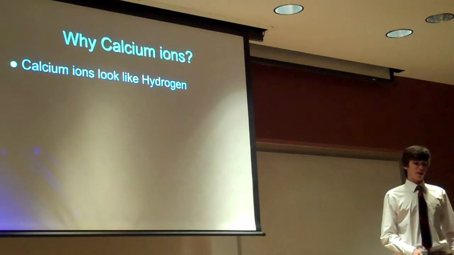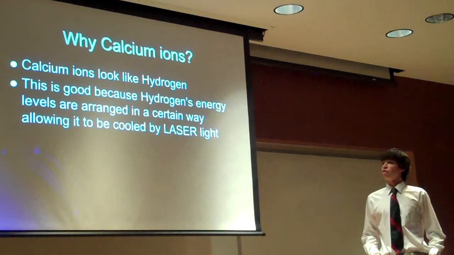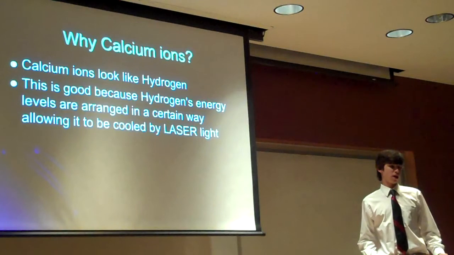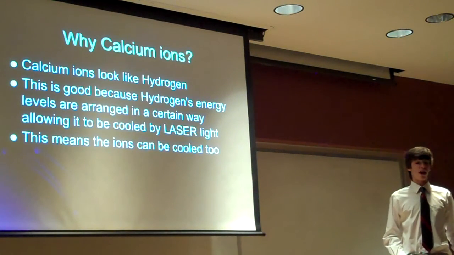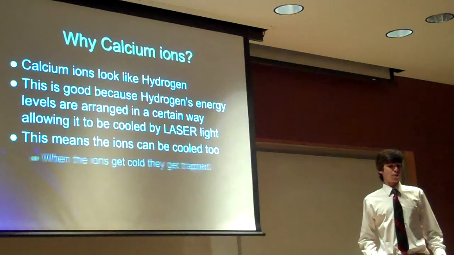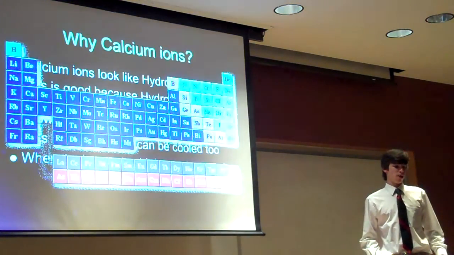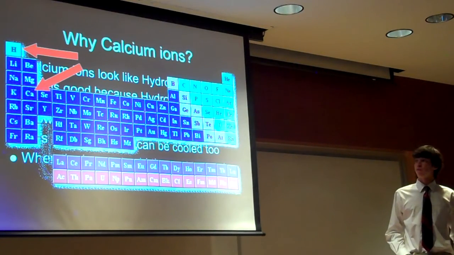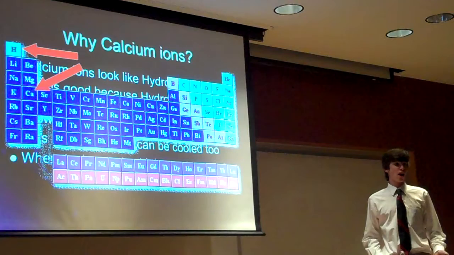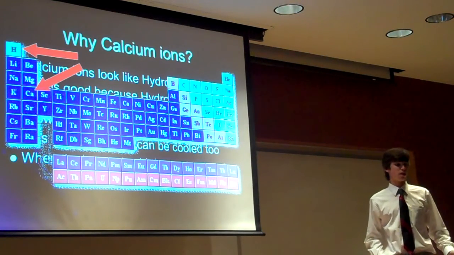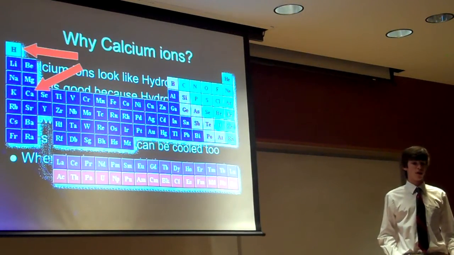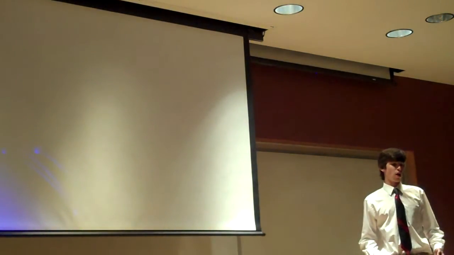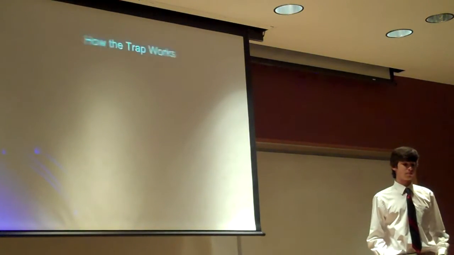Why is this good? This is good because hydrogen's energy levels are arranged in a certain way, allowing it to be cooled by laser light. And this means that when we have ions that are looking like hydrogen, they can be cooled too. And when the ions are cooled, they get trapped. So if we look at the periodic chart and we find hydrogen and calcium, when we rip an electron off calcium, it becomes Ca+ and looks like hydrogen. The energy levels look the same, and the laser light can cool it down. And this, in conjunction with the RF from a resonator, which I'll talk about, helps trap them.